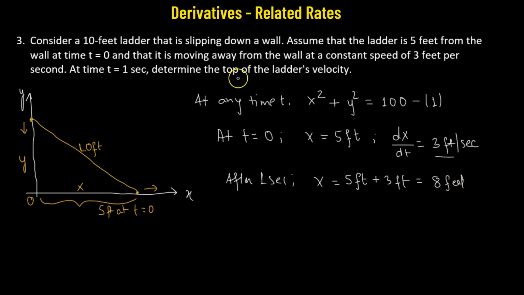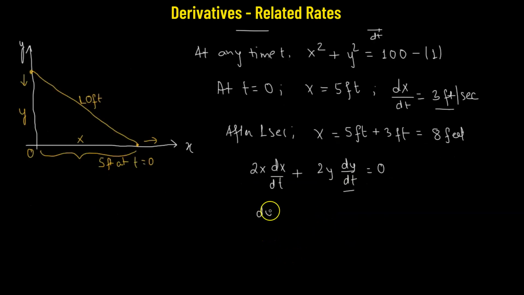What we need to find out is the top of the ladder's velocity. That means we need to find out dy over dt. To do that, let's take equation number 1 and take the derivative on both sides with respect to time t. So that will give us 2x times dx over dt. We have used the chain rule here. Similarly, we have 2y times dy over dt. We have also used the chain rule, which will be equal to 0. So we need to find out dy over dt. So let's solve for dy over dt. So this will be equal to negative x over y times dx over dt.